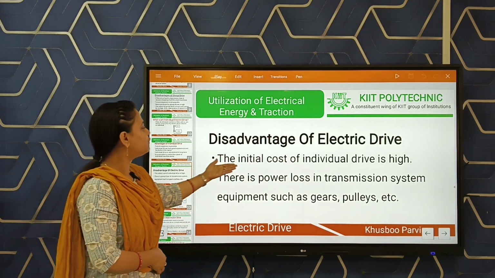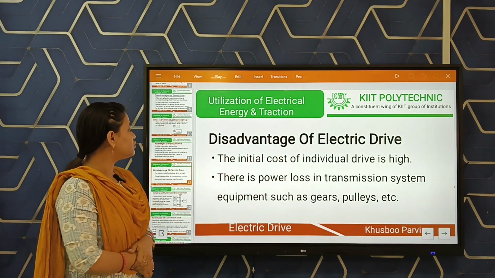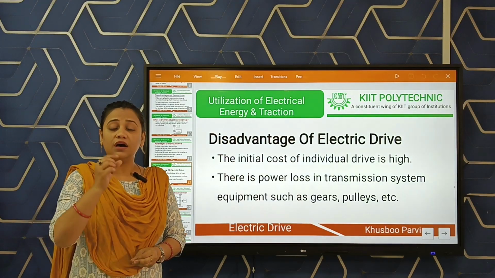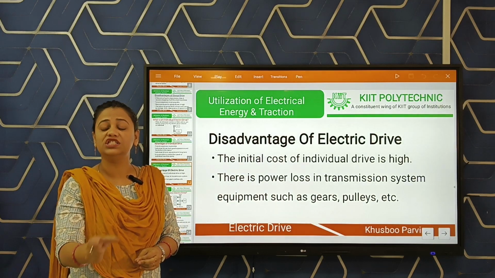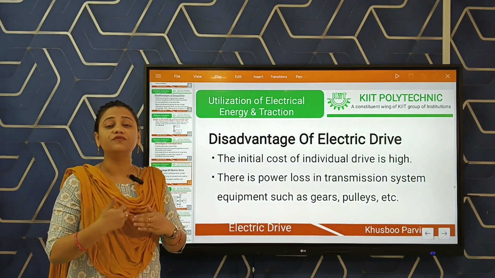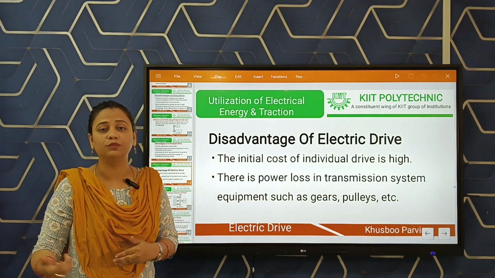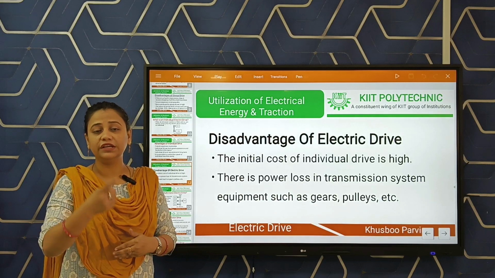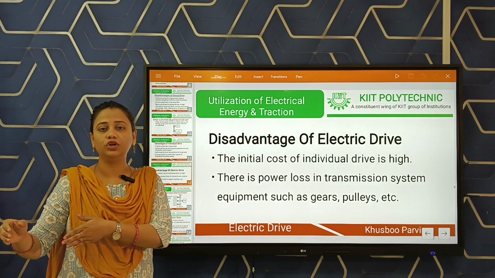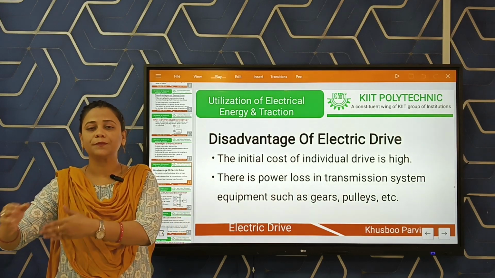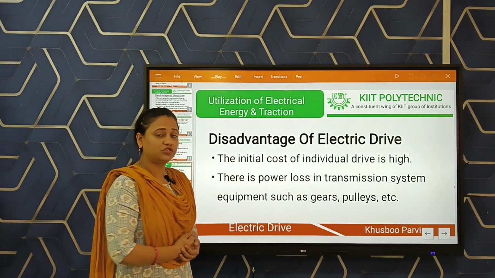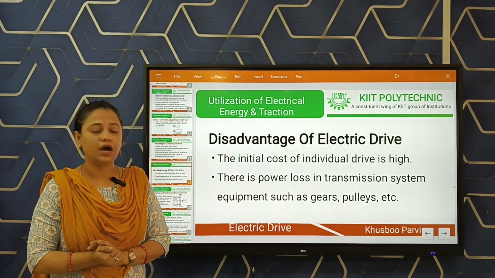Now the disadvantage of individual electric drive is that its initial cost is high because each different machine is being driven by a single motor. For different types of machines, we have to use different electric motors. A single motor drives a single machine. Therefore, for the operation of a number of different types of machines, we need many electric motors. So here you can say in case of an individual electric drive, initial cost is high.